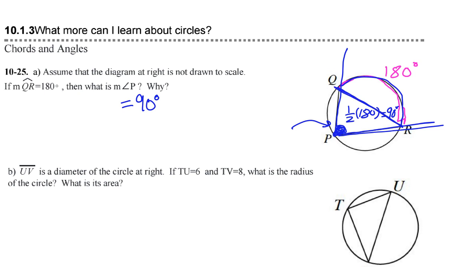This tells us that QR would definitely be a diameter of the circle, because the measure of this arc is 180 and the measure of this arc will be 180. Recall, it doesn't look like it, but they said clearly in the question that it's not drawn to scale.